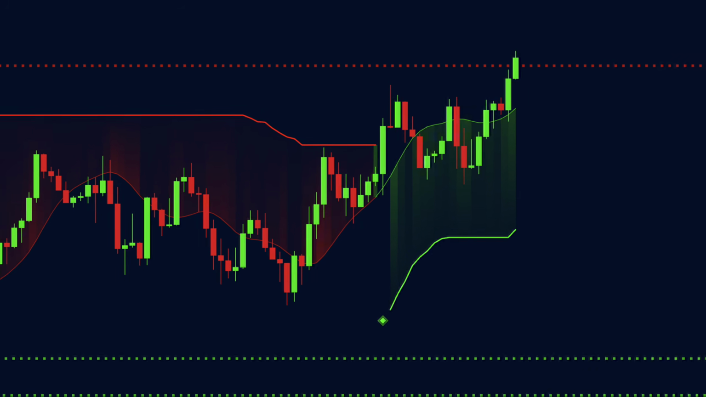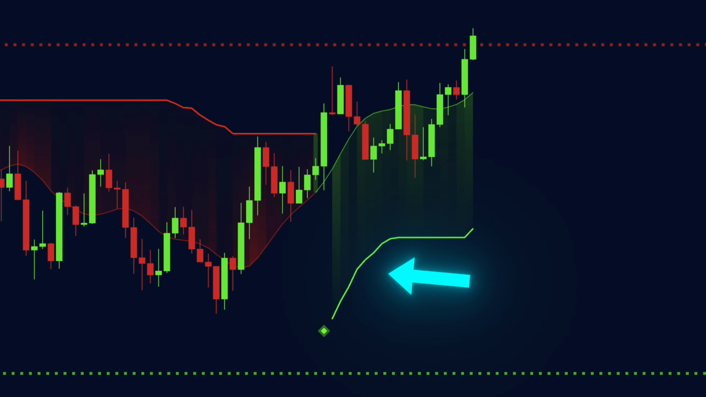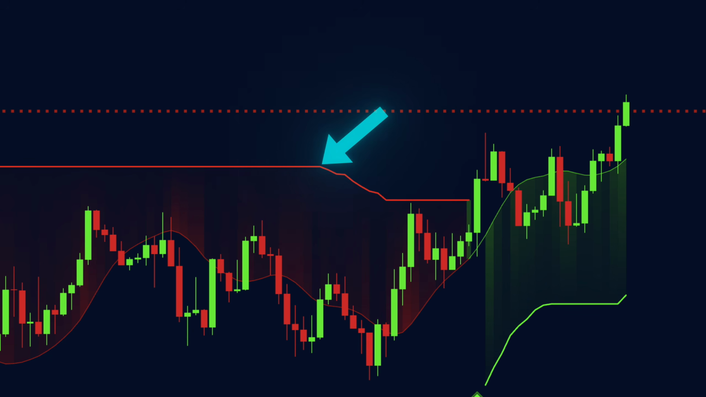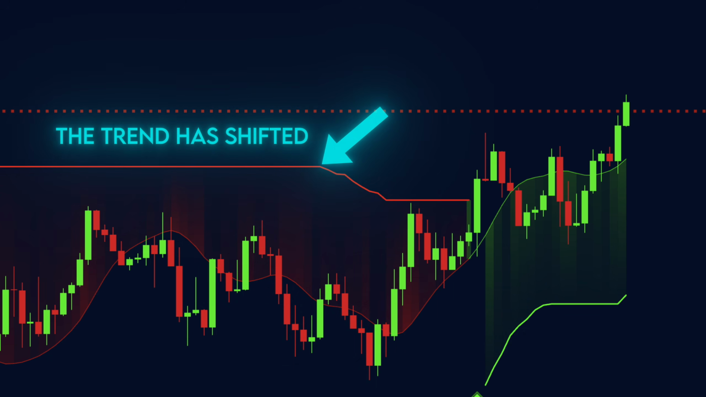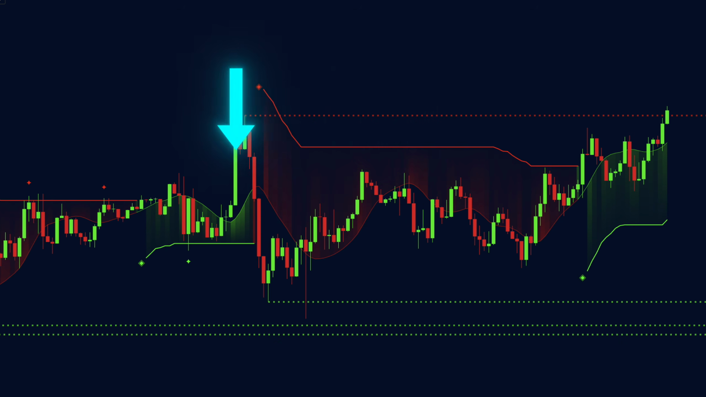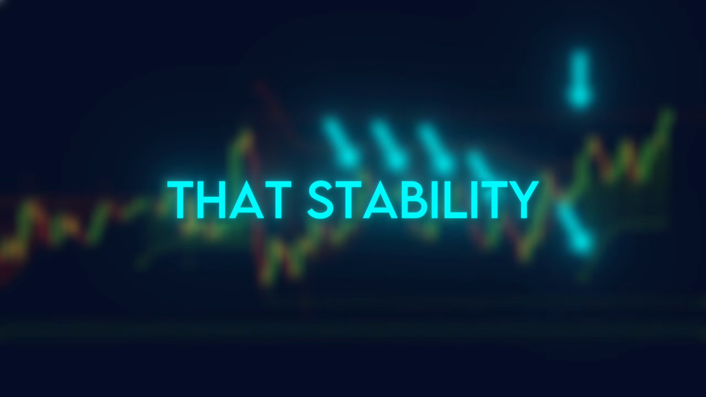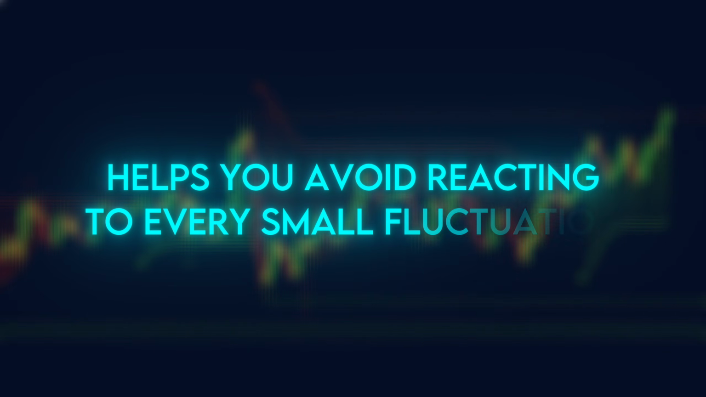Now let's look closely at what you're seeing. When the saber line is positioned below price and colored bullish, it indicates that upward momentum is dominant, and the adaptive calculation considers the trend intact. When the line flips above price and turns bearish, it signals that downward pressure is stronger and the trend has shifted. But what really makes this useful is how it behaves during transitions. Instead of constantly switching during sideways action, the line often stays stable until price truly moves far enough to justify a shift. That stability helps you avoid reacting to every small fluctuation.